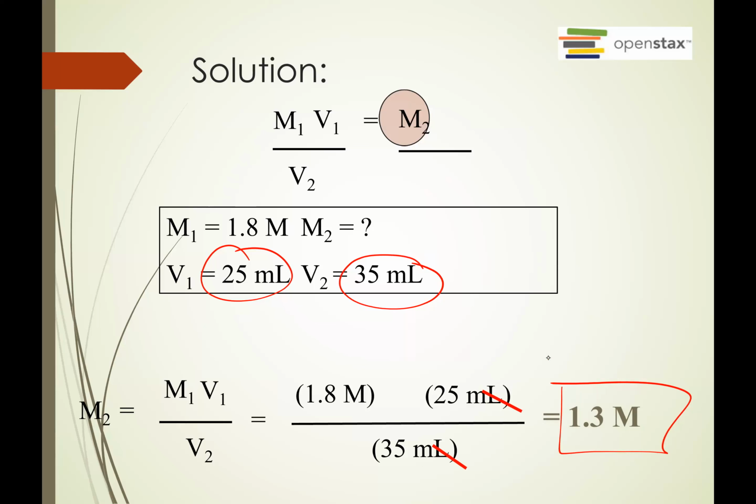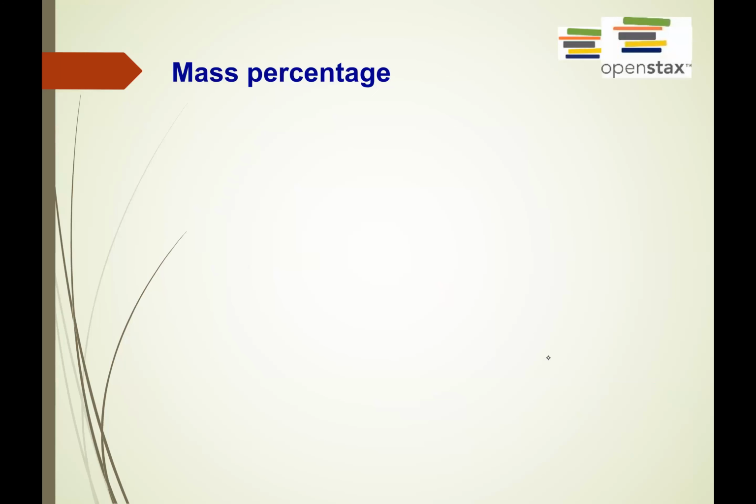How are we feeling on dilutions? Good. So when you see dilutions, you're going to see 2 molarities and a volume, or 2 volumes and a molarity. And you're just solving for the one you're missing. Always looking for that word "of." "Of" is the key.